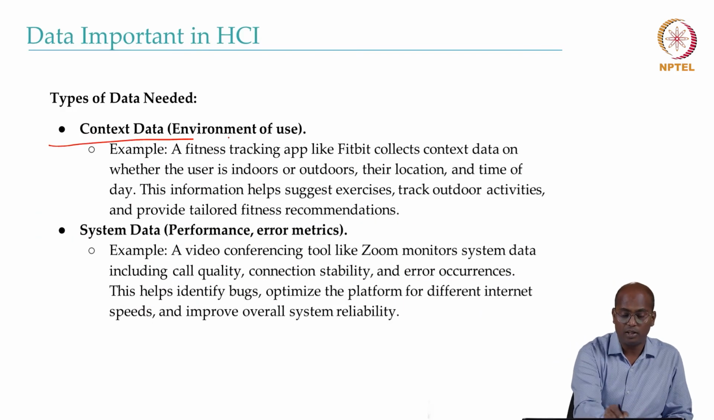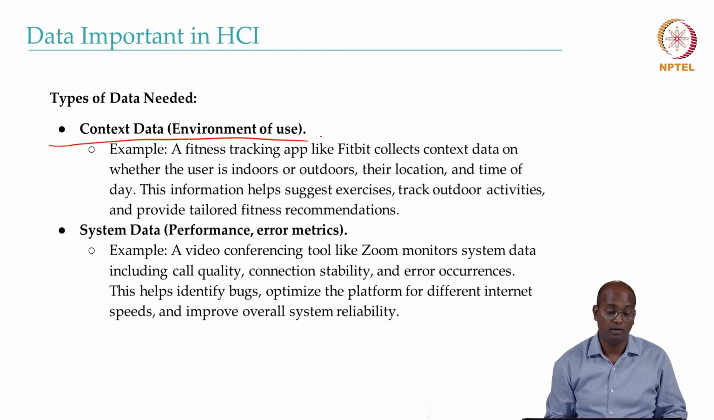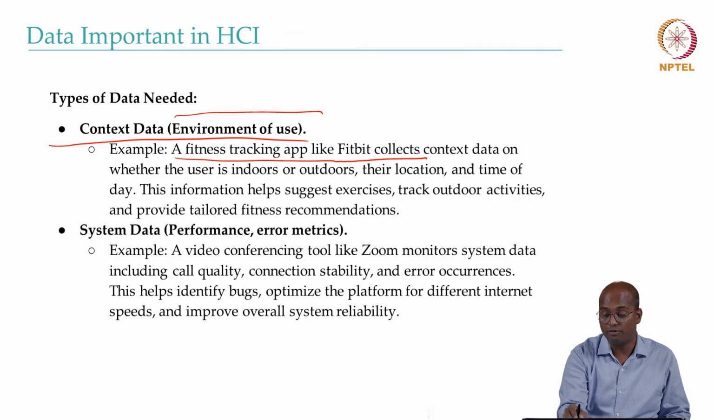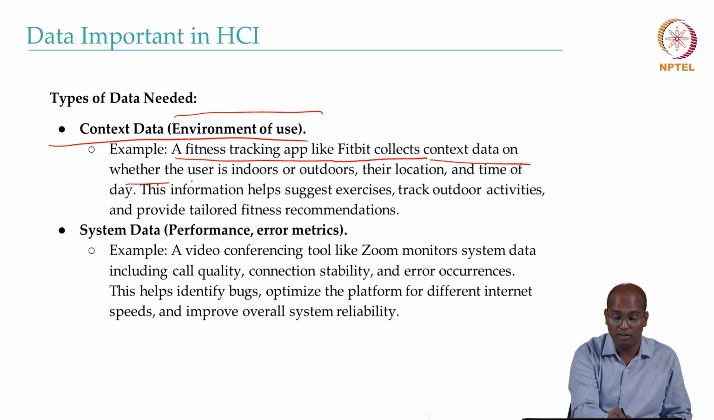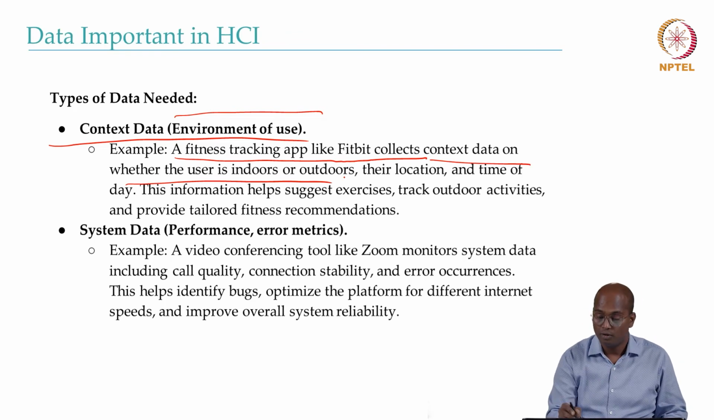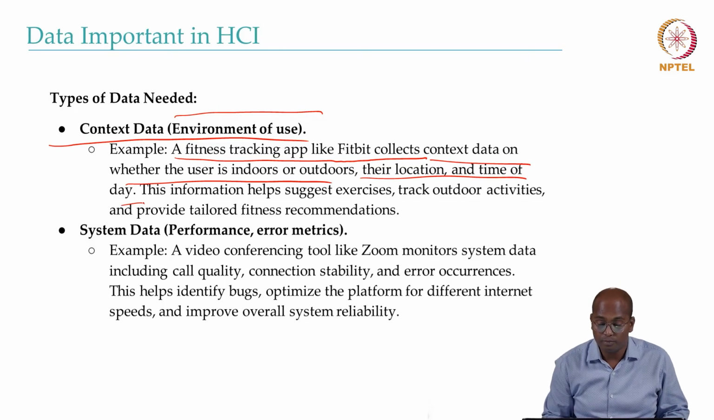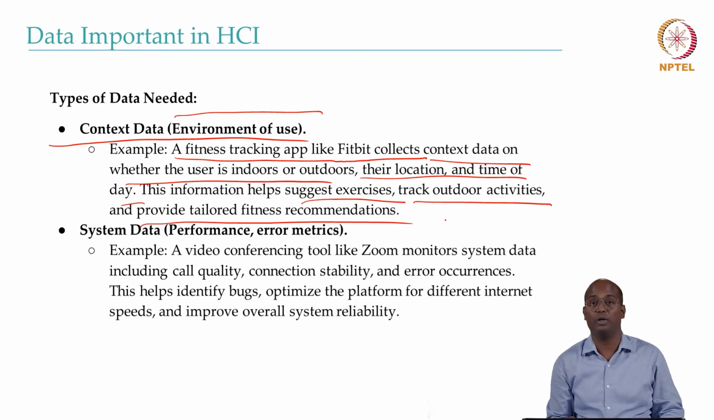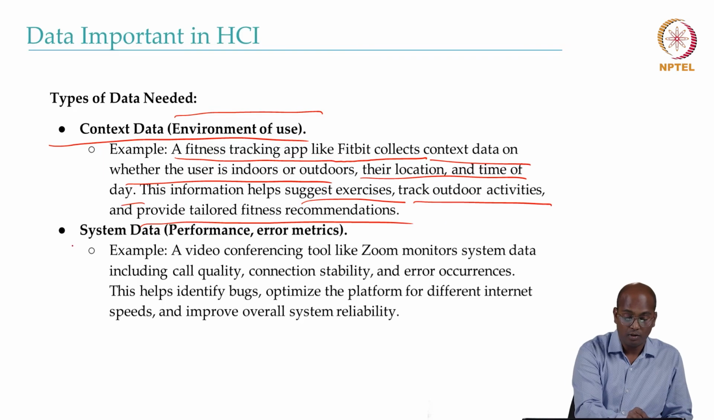So the next kind of data you can think of is contextual data. So more in the environment of use, you can say that. For example, a fitness tracking app like Fitbit collects contextual data on whether the user is indoor or outdoor, their location, and the time of day. This information helps suggest exercise, track outdoor activities, and provide tailored fitness recommendations. So a lot can be done based on the context, based on the environment the users are going to use your solutions.